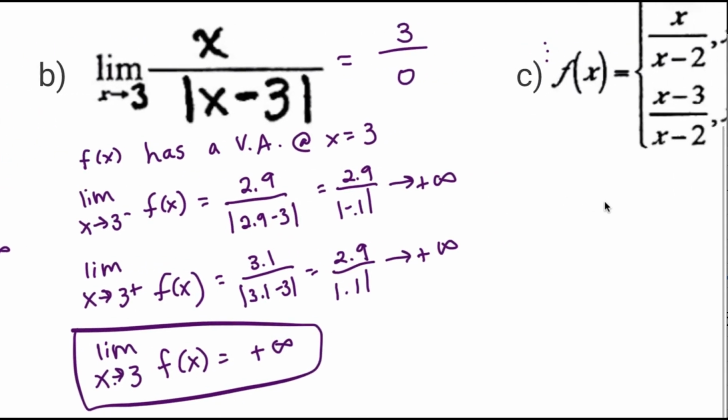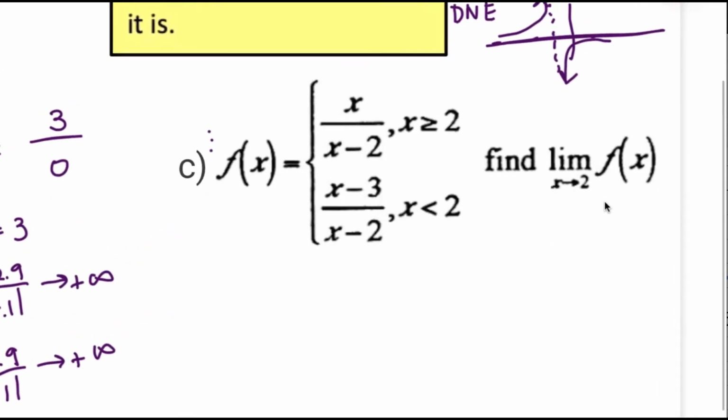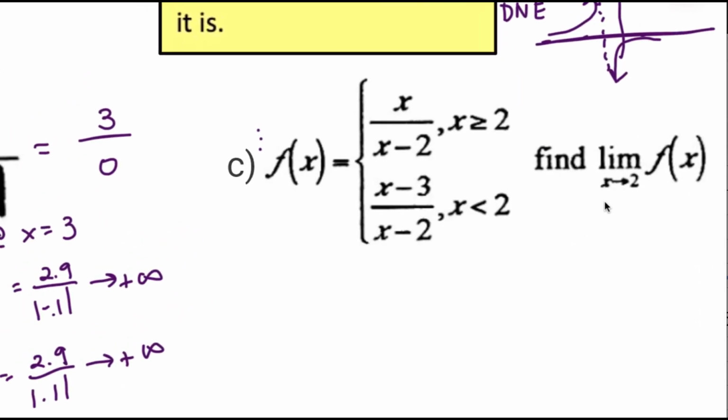And now let's look at our last example with a piecewise function. So the limit as x approaches 2, I can see for both of these equations, the denominator is going to be equal to 0 and the numerator is going to be not 0. So there's some sort of asymptote there. Which means I can say f of x has a vertical asymptote at x equals 2.